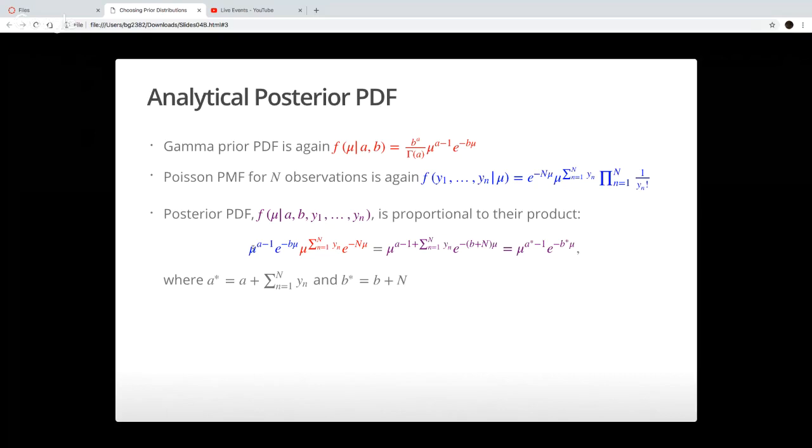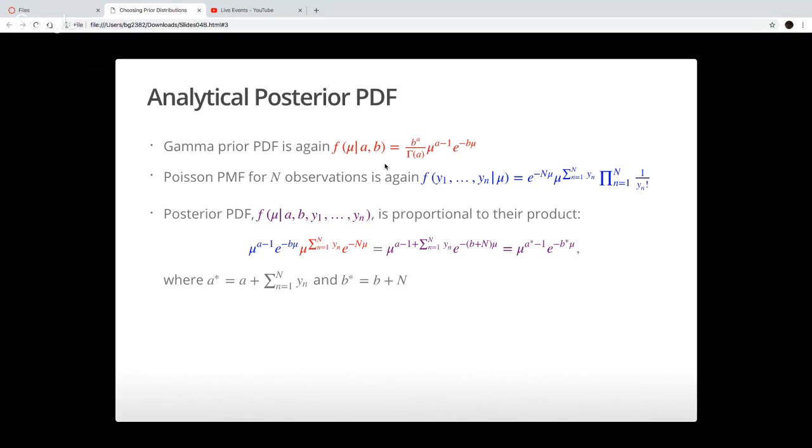There was a question on Campus Wire. I may have mentioned kernel before actually defining it. The kernel of some distribution is the terms in the PDF that actually pertain to the random variable in question, in this case, mu. And everything that's left off is the constant or the normalizing constant. In this case, the normalizing constants may depend on B and A and whatever, but B and A are known, as well as the data. So that factorial term is known.